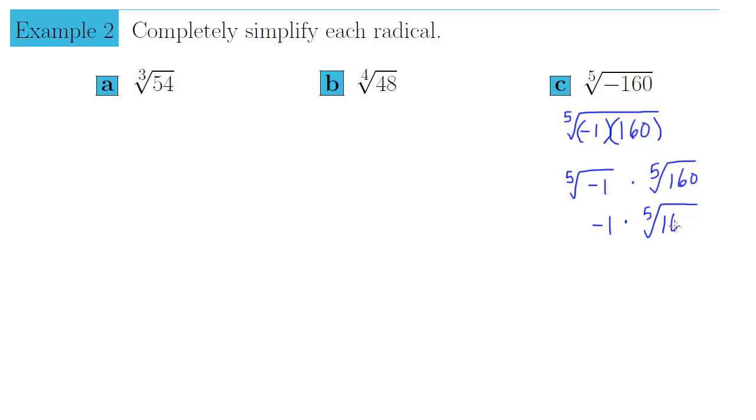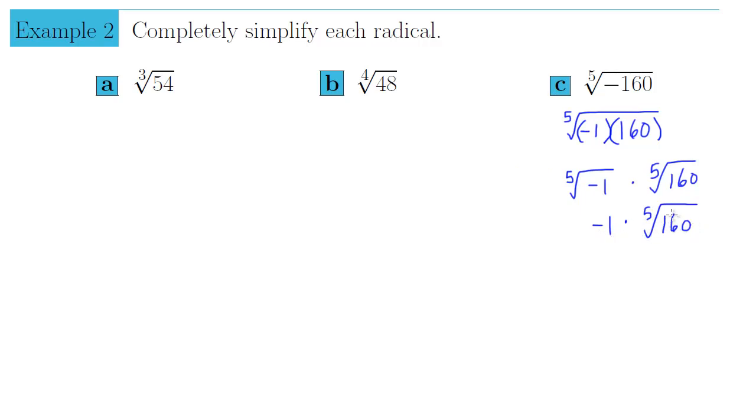So in general, when you have an odd root with a negative inside, you can pull the negative outside. Now you've got to be careful though, because if you have an even root, if this were a 4, like the fourth root of negative 160, then the radical would not be a real number. Negatives underneath even roots turn into not real numbers. But in this case we had an odd root, so the negative comes out.